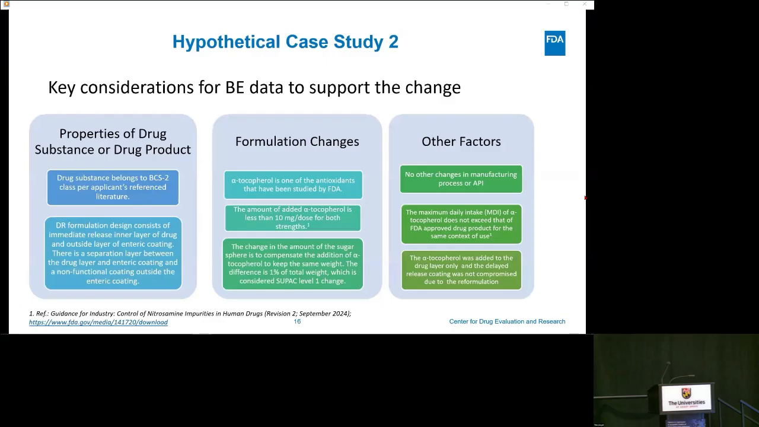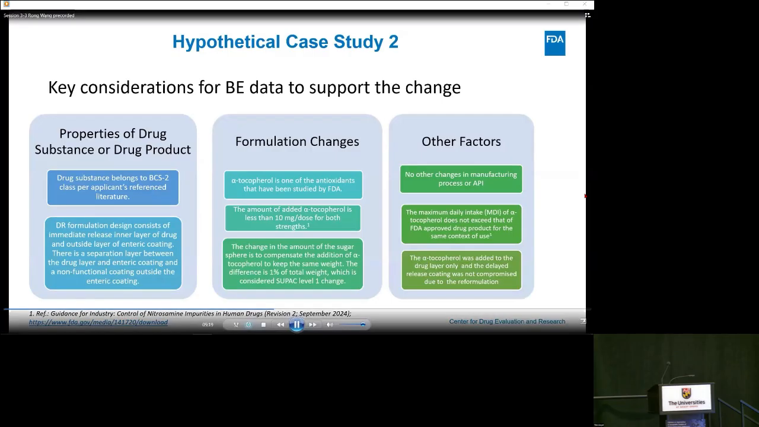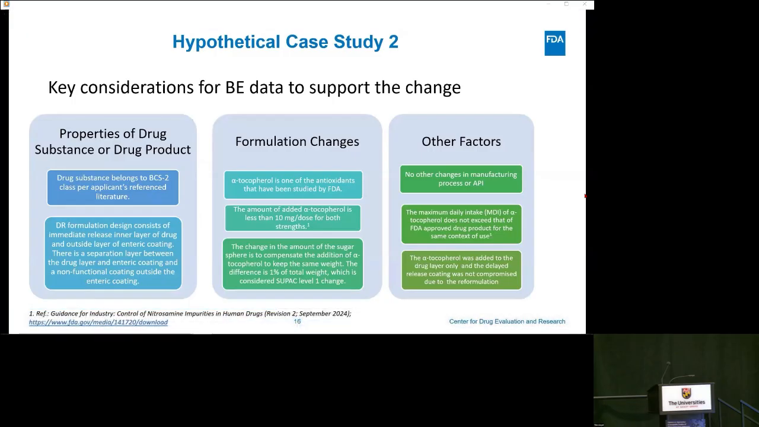Some key considerations for BE data to support the change. First, per the applicant's referenced literature, the drug substance of drug Y belongs to the BCS 2 class. The delayed release formulation consists of an immediate release inner layer of drug and an outside layer of enteric coating. There is a separation layer between the drug layer and the enteric coating.